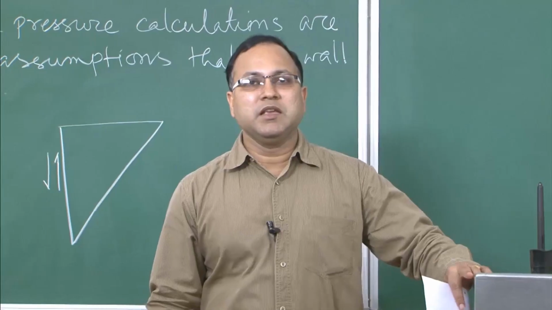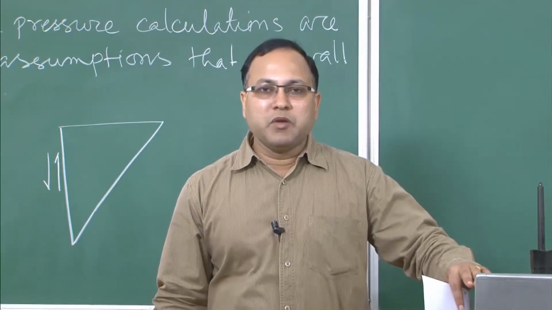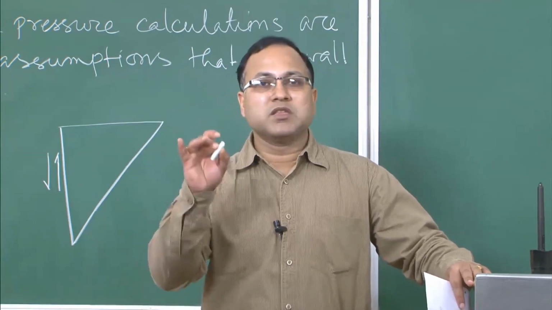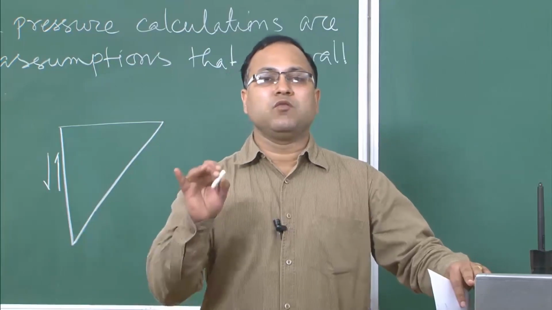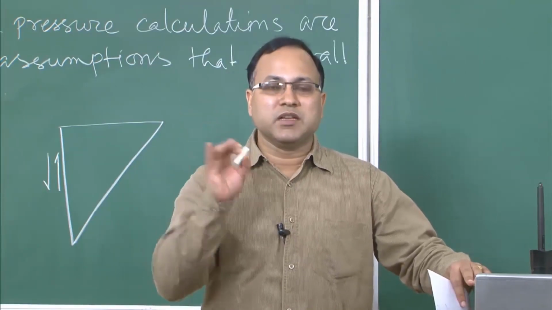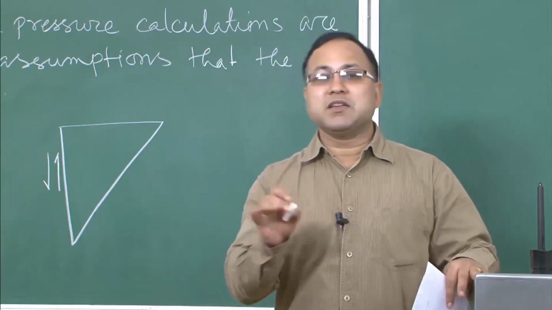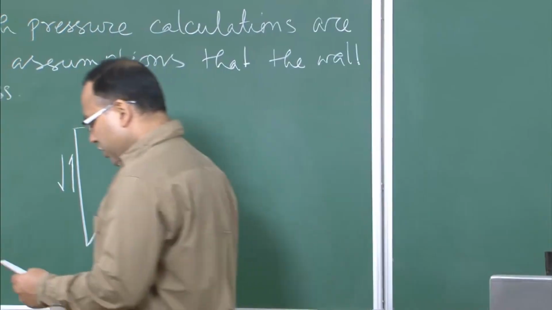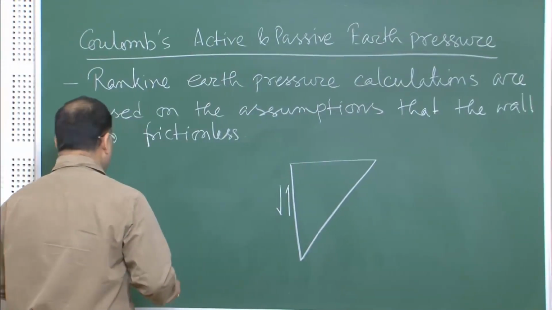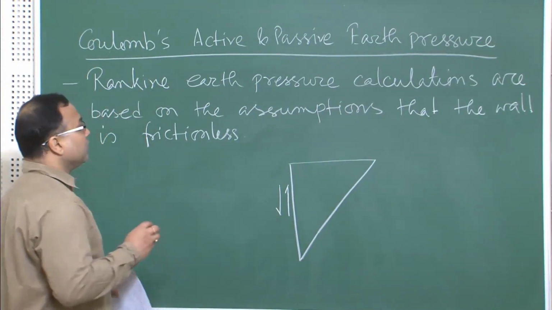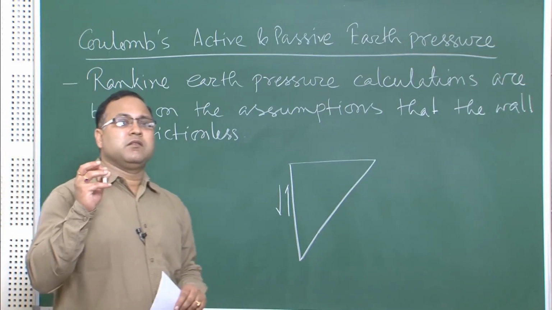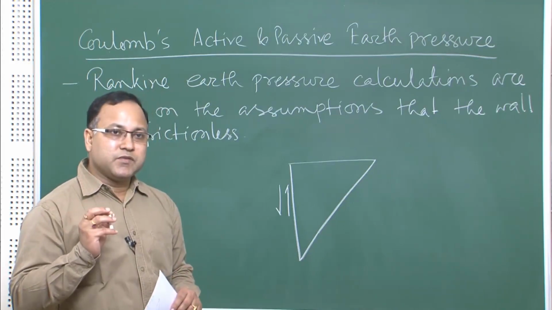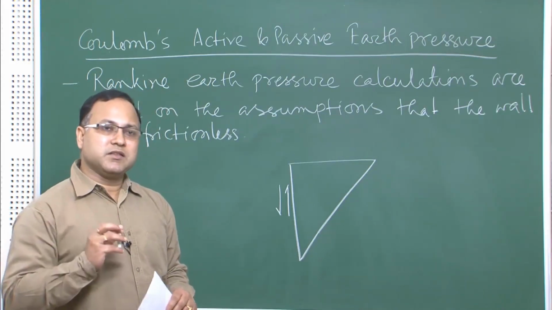So, whatever Ka or Kp values you have calculated so far, for cohesionless soil or for cohesive soil, those will not be valid if the wall is not frictionless. If the wall is frictionless, it is okay. If the wall is not frictionless, you have to use Coulomb's earth pressure theory. Coulomb's theory takes care of the soil-wall interface friction. That is the basic difference between Coulomb's and Rankine's theory.